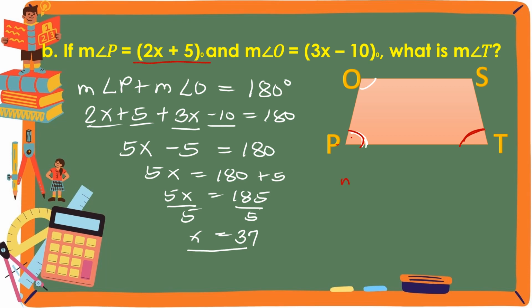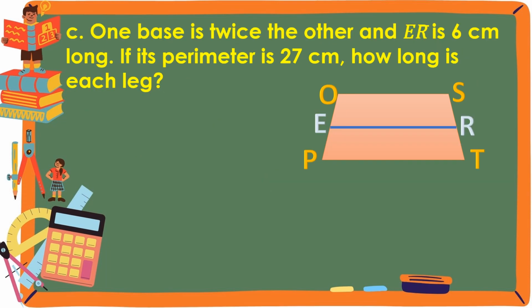So, ang ating measurement ni angle T ay equal lang kay P, which is 2x plus 5. Kasi base angles are congruent. Ang value of x natin ay 37. So, 2 times 37 plus 5. So, 2 times 37, that is 74 plus 5. So, ang measurement ng ating angle T ay 79 degrees. So, yun po. Tayo sa kasunod.